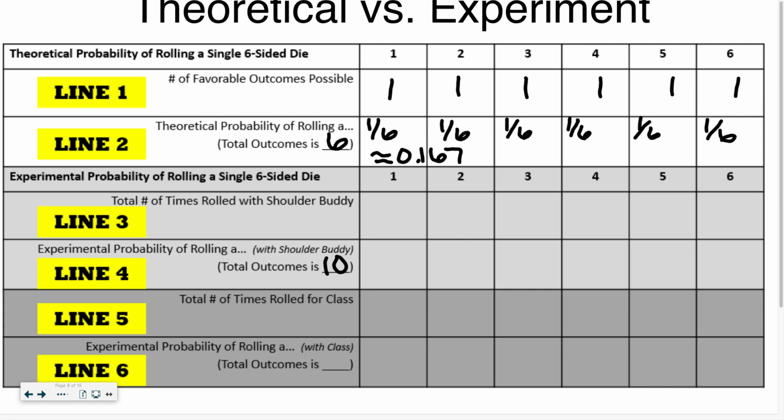Okay. 1s first. Tell me how many times you rolled a 1. 3. 3. 4. 2. 6. 9. 2. 11. 14. 16. 18. 21. Did I have that right? Yes. Okay, 21. Put that in that box in line 5.